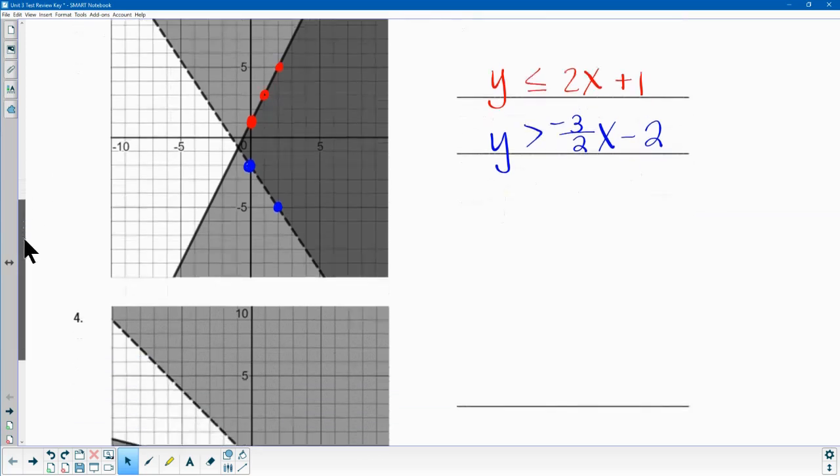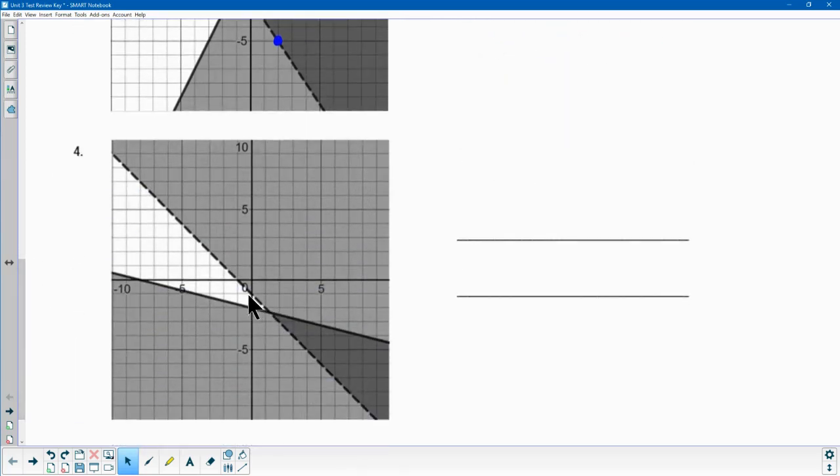For number 4, I'm going to follow the same procedure. I have a y-intercept of -1, and I have a slope of what looks to be -1. So I have -x, my y, and then I'm going to have, let's find it first.